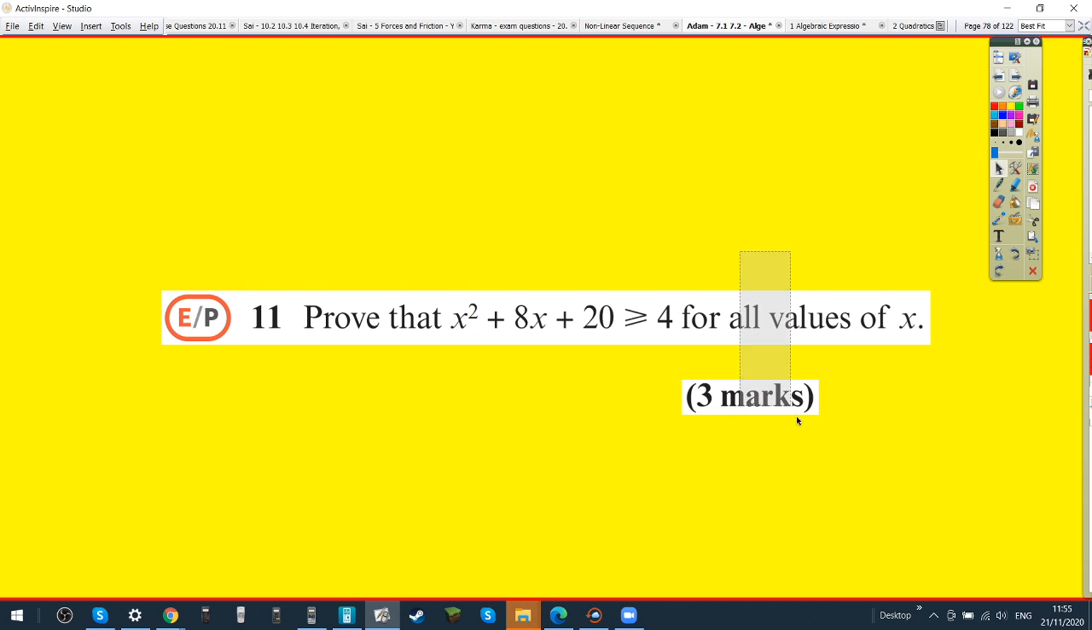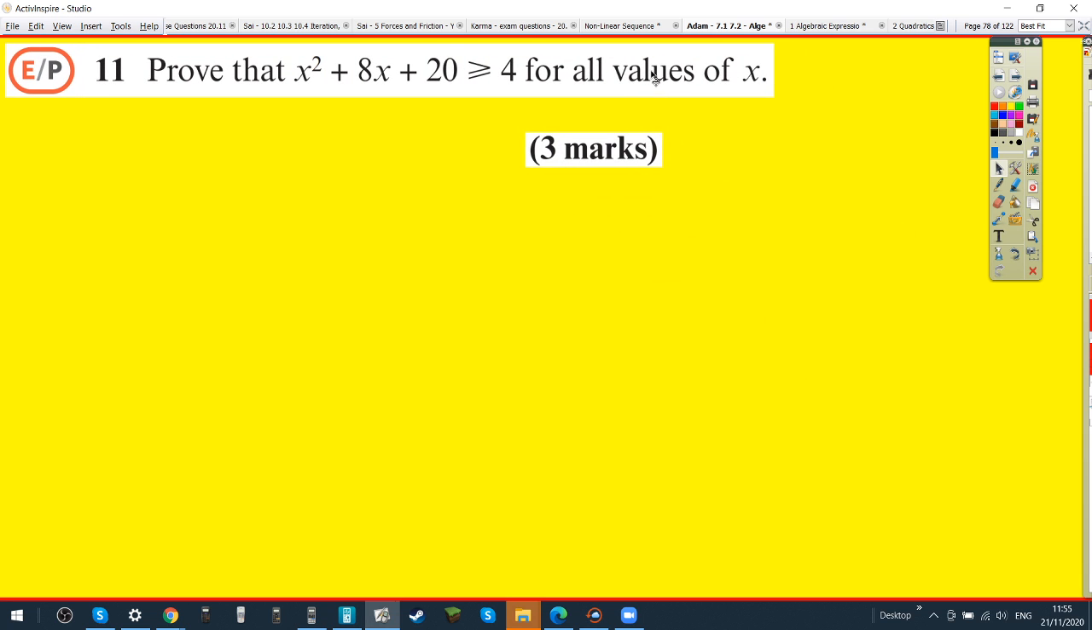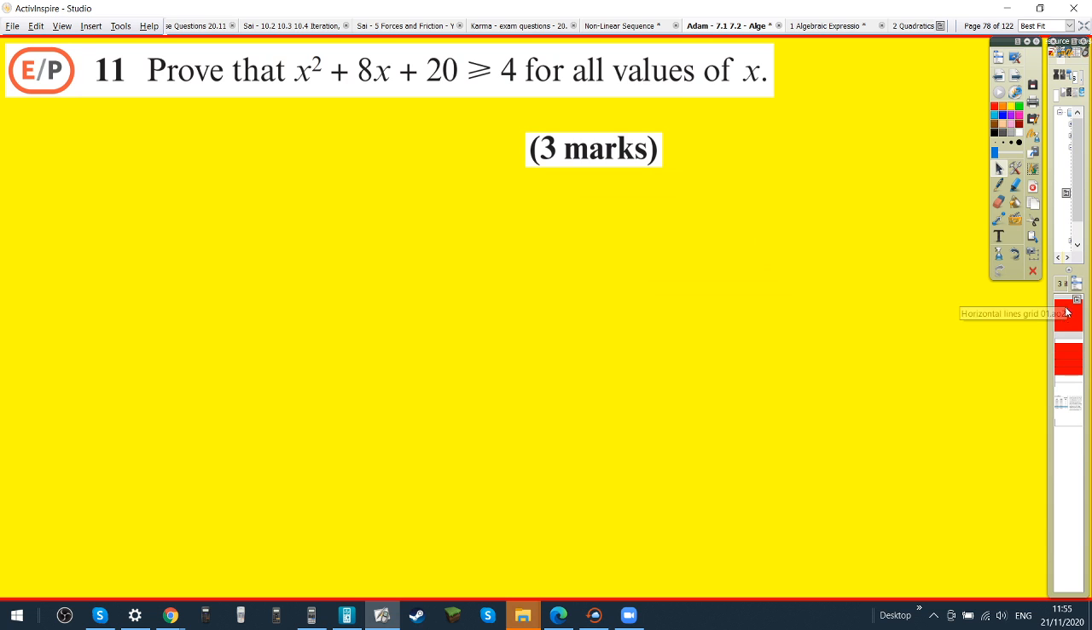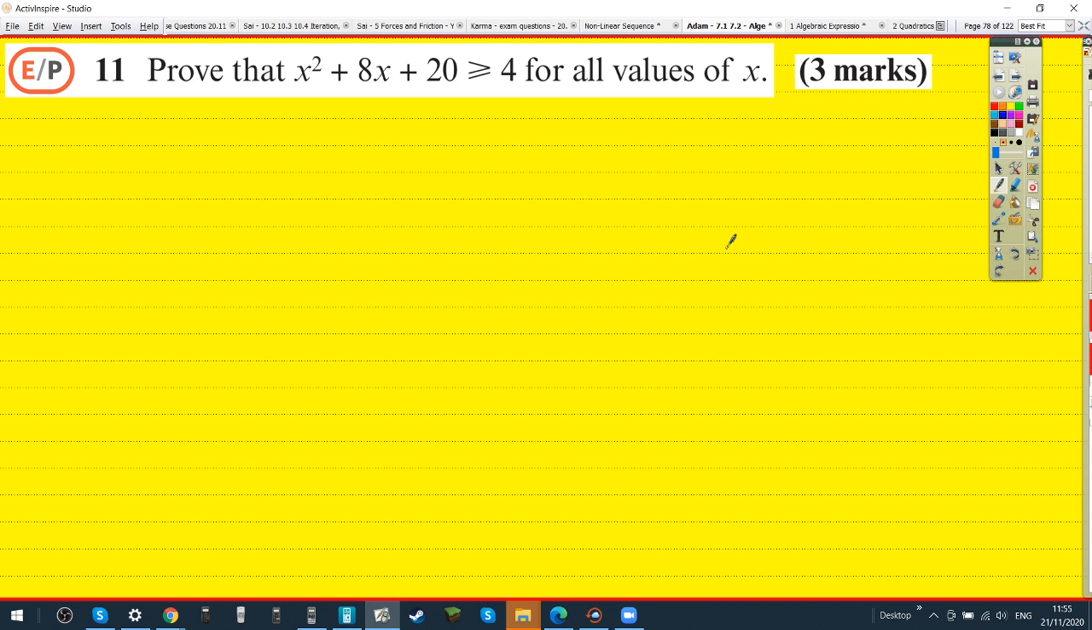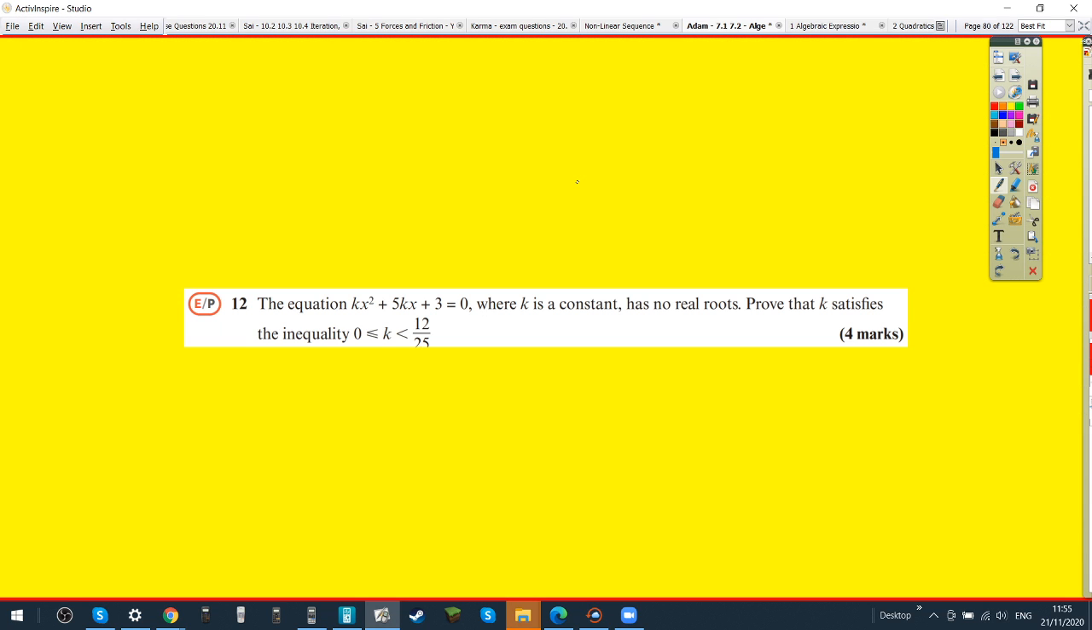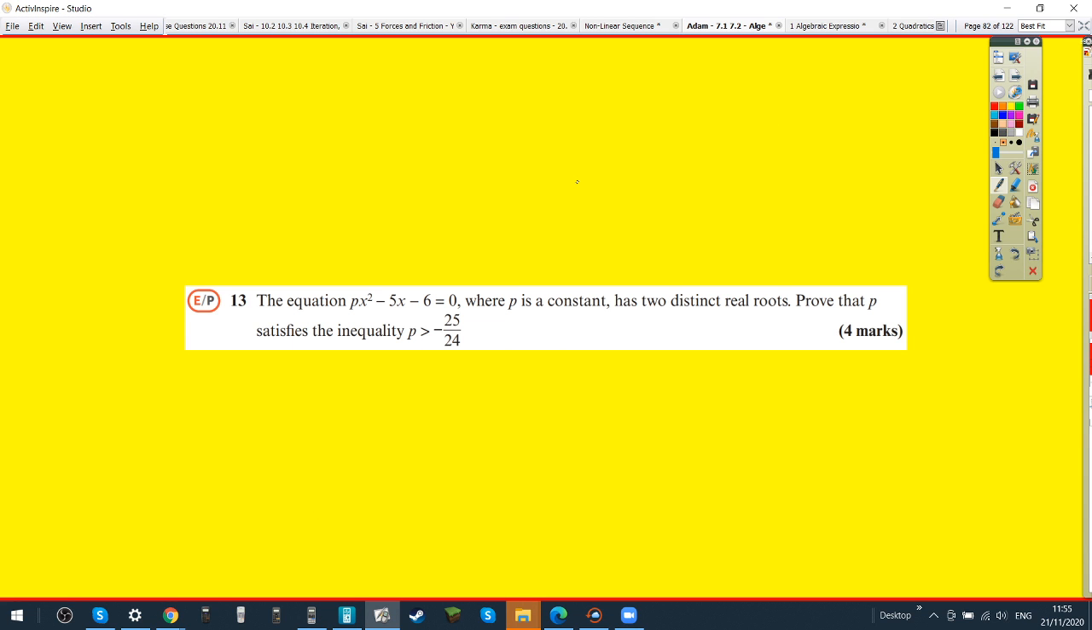Okay, how about this one? So would you -4 on both sides? Yep. Which would give you x squared plus 8x plus 16 is greater than or equal to 0. Yeah, hang on. Before we do that, this one's okay. It's very similar.